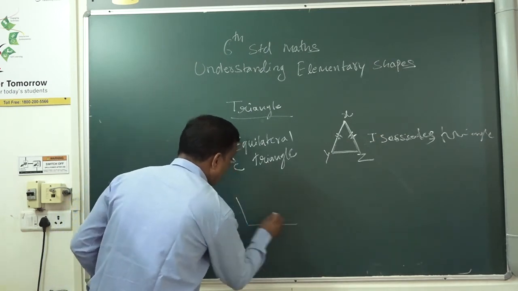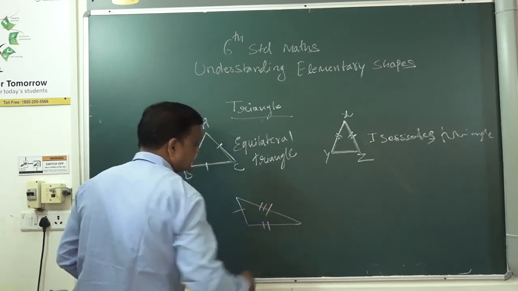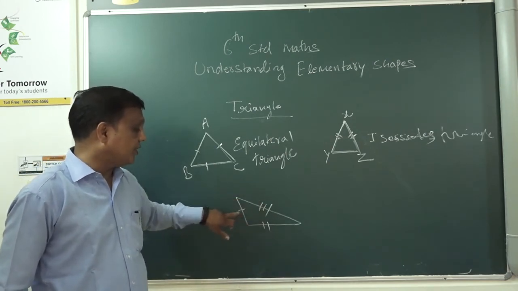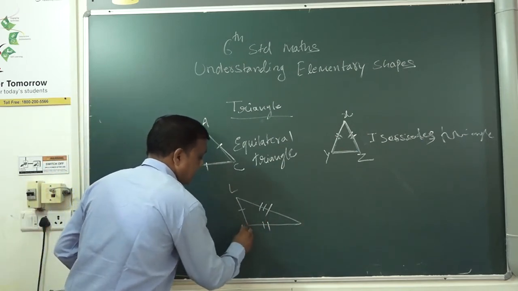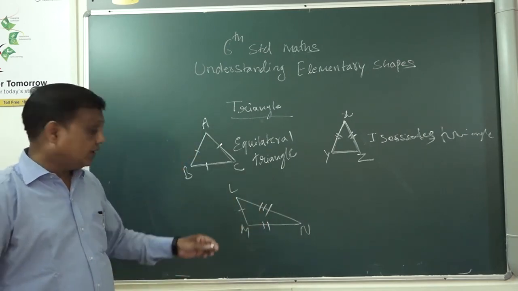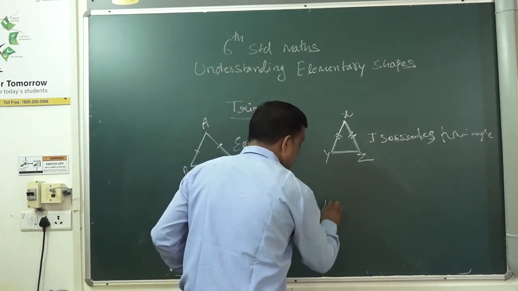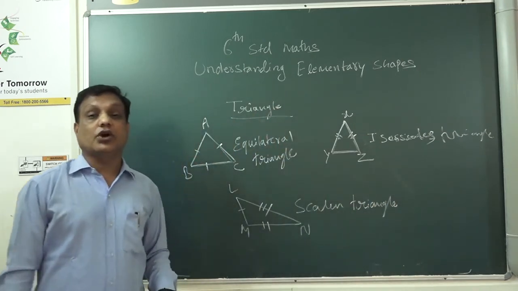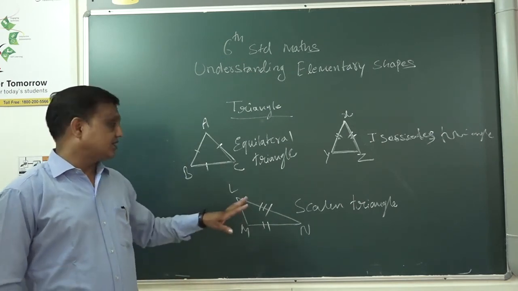Now the third one is scalene triangle. Scalene triangle means all the three sides of a triangle are different. I have shown here one line, two lines, three lines. It means these three sides are different. Again I am taking L, M, N. When the three sides of a triangle are different, no one is equal to each other, that type of triangle is called a scalene triangle.